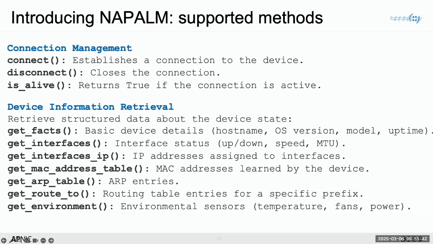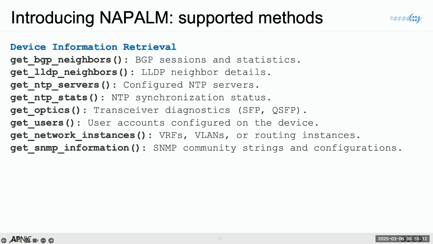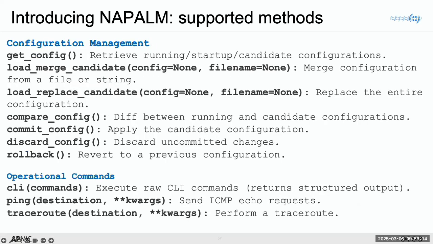These are the different supported modules we have. In the case of NAPALM, we have connection management, and we have device information retrieval as well. So we use these different modules. In case we need to get information regarding the interfaces on the device, we use get interfaces. If you need to know about the IP addresses, then we use get interfaces IP as well. This is again the list of the methods we have.